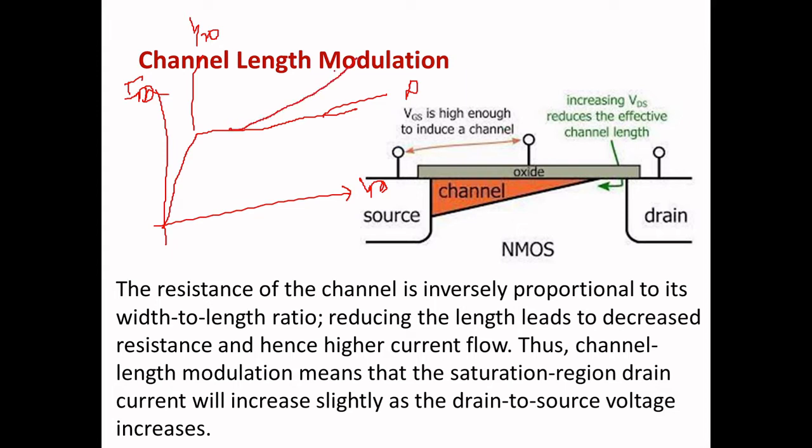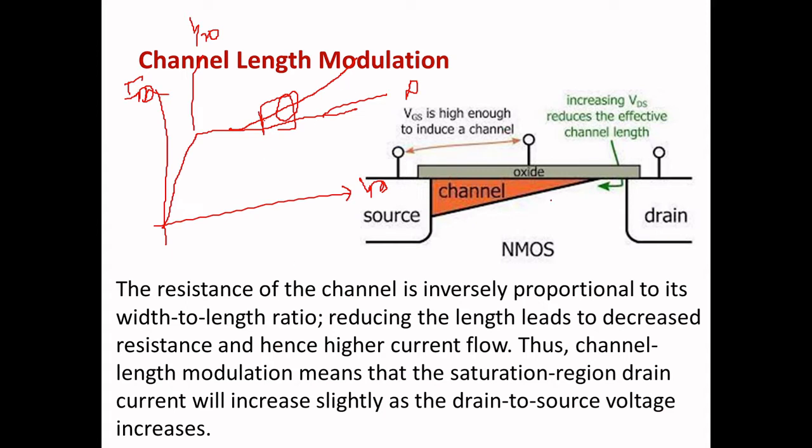So there may be changes in your ID current with respect to the VDS. When there is a linear change in your ID current with respect to VDS changes, that is called your channel length modulation. During this part only the channel modulation is happening. You can see here the resistance of the channel is inversely proportional to the width and length ratio. Reducing the length leads to decreased resistance and hence higher current flow.